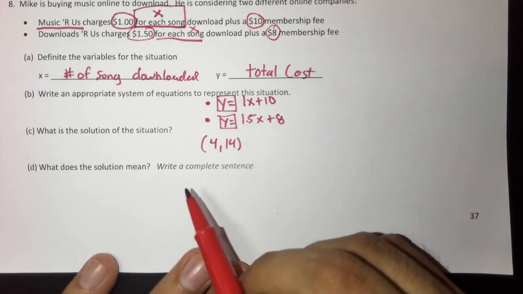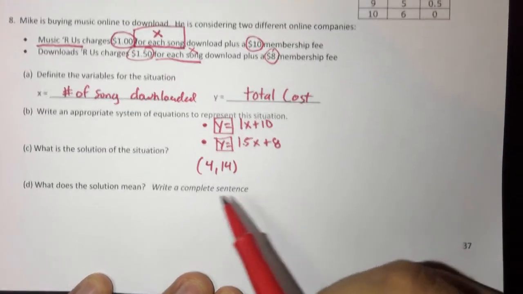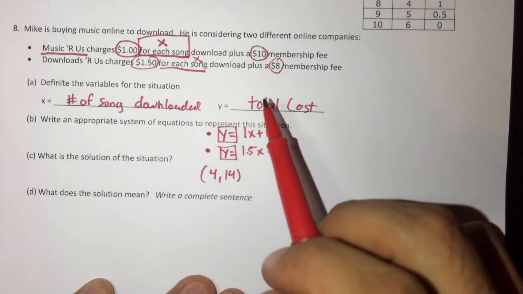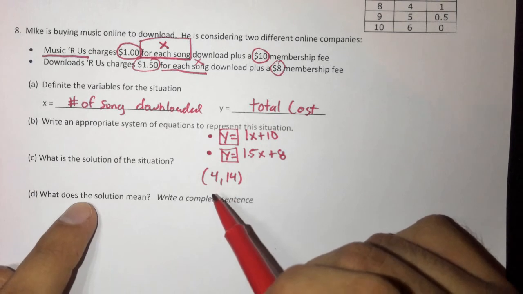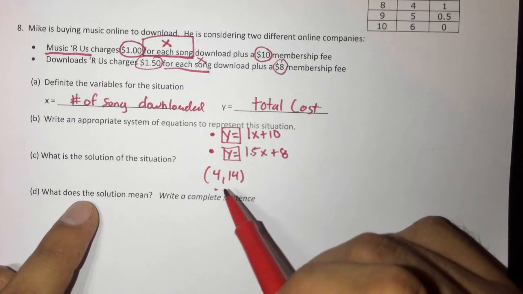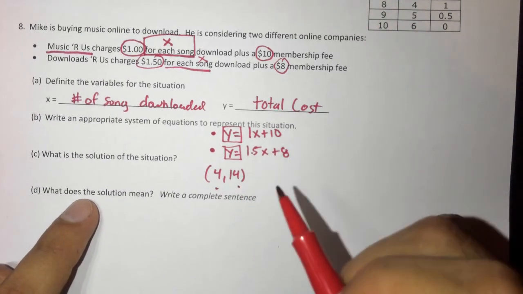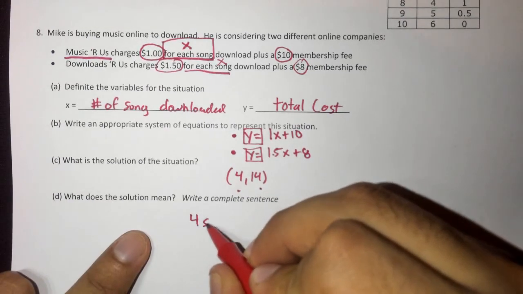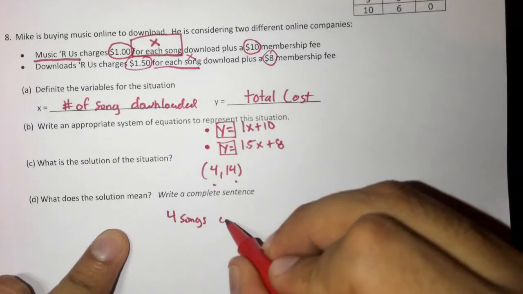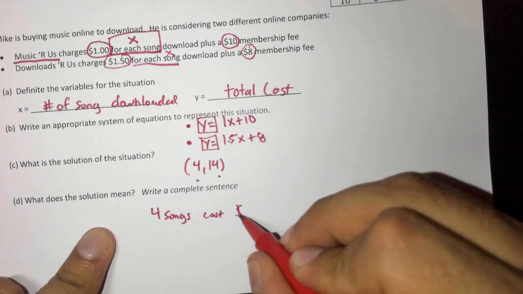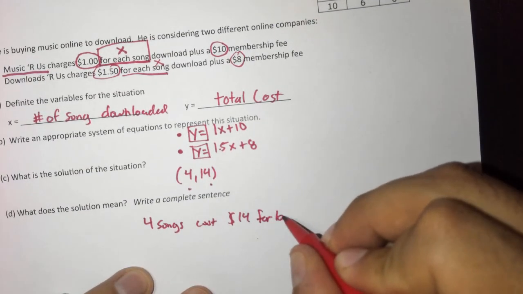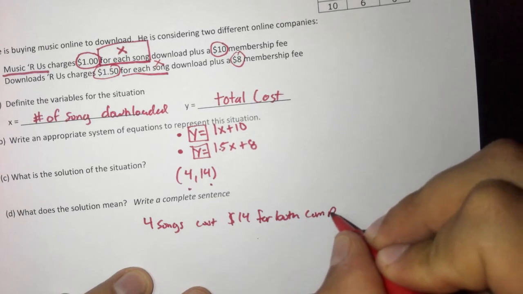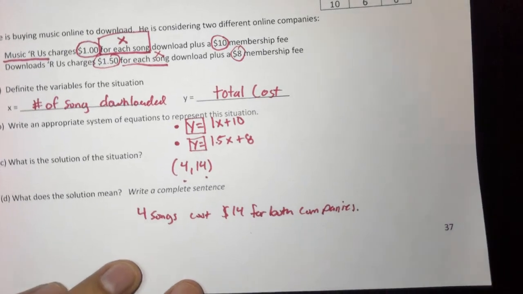And part D says, in a complete sentence, write what your solution means. Well, basically, we look back at what x represents, what y represents. In a sentence, basically, you would say, if we download 4 songs, my total cost would be $14, something like cost $14 for both companies. Something like that.